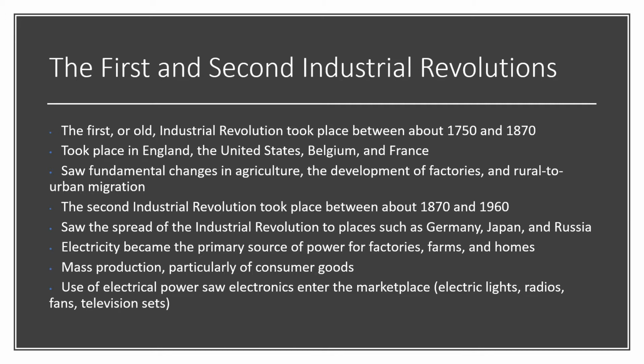of nation building. There was also, in the Second Industrial Revolution, incredibly high levels of mass production, especially in anticipation of demand for consumer goods, along with electrical power. Electronics such as electric lights, radios, fans, and televisions were all invented during this time, along with other industries such as the commercial airline industry.